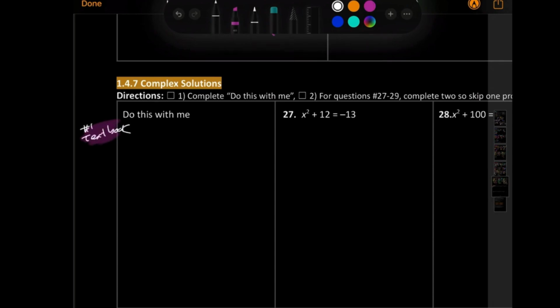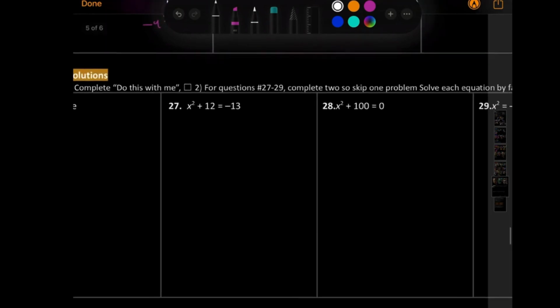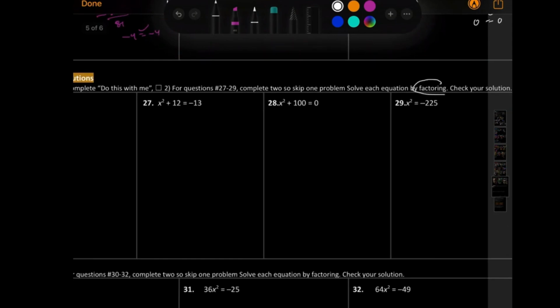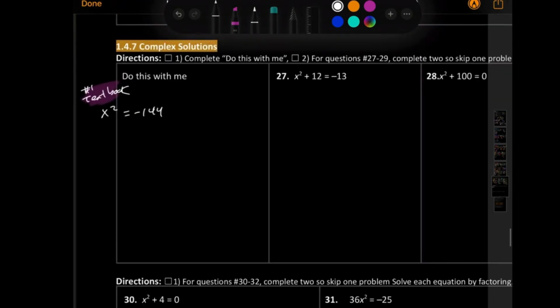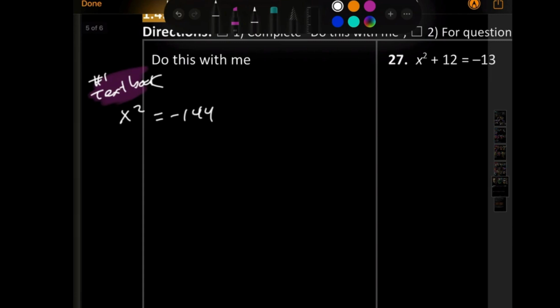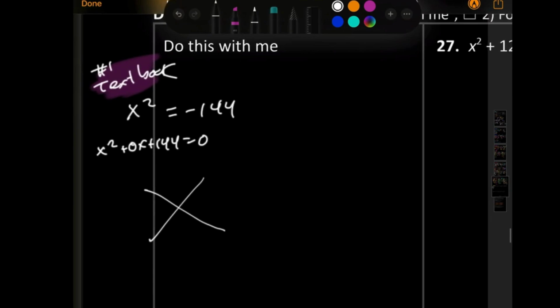And the problem is x squared equals negative 144. And we're doing the same thing, we're solving this by factoring. And I want to show you that if you add 144 to both sides, you get x squared plus 0x plus 144, and then you would try to use your Xbox method, and then you would do something like a times c is 144, and then a b value of 0.